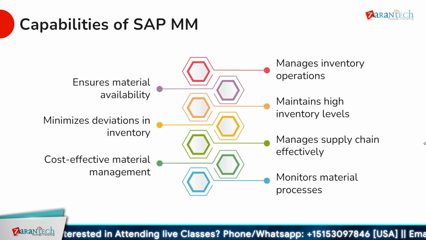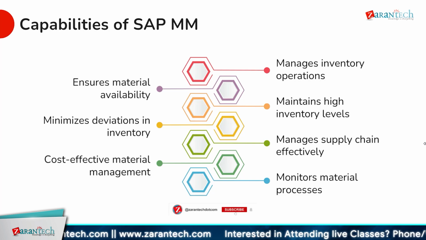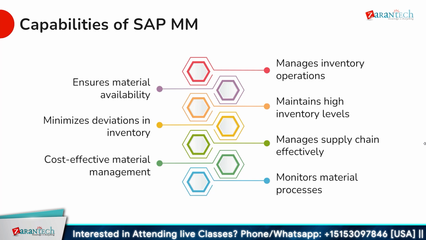SAP MM supports effective supply chain management by facilitating collaboration with the suppliers, automating procurement processes, and providing visibility into the entire supply chain. It enables cost-effective material management by supporting vendor evaluation, price comparison, and contract management. SAP MM also allows organizations to monitor and optimize their material processes, identifying bottlenecks and inefficiencies for continuous improvement.